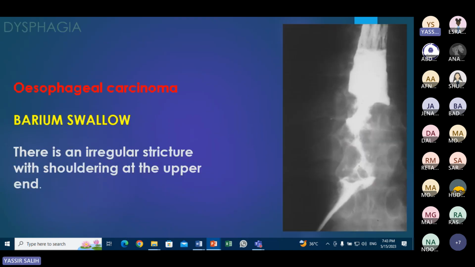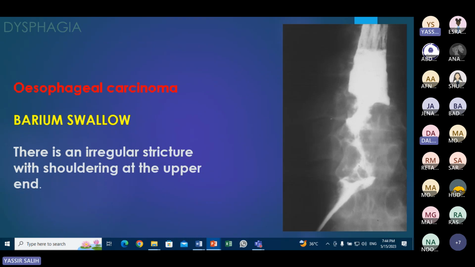This patient presents with dysphagia. What is the imaging technique or imaging examination? Barium swallow. Dysphagia was mentioned so that you remember barium swallow. What is this structure? Is it the head? Esophagus. This is the esophagus. What describes the abnormality?